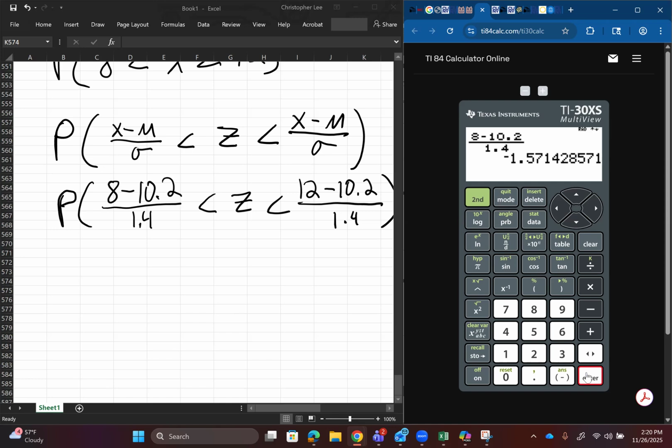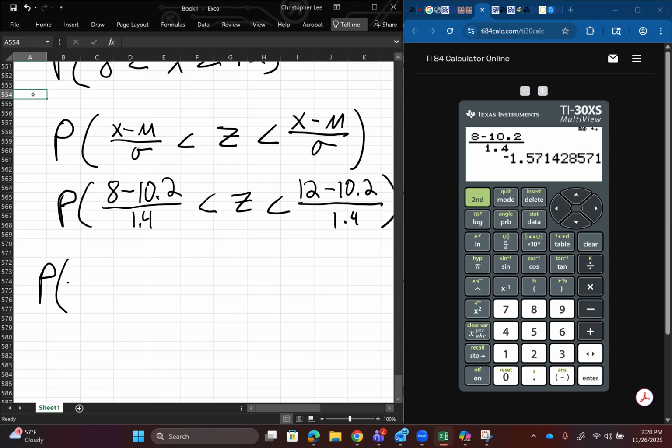For our formula sheet, we want to round that off to 2 decimal places. So, hold on, let me come back over here. So this is going to become the probability of -1.57 less than z, less than, let's do the other side now.